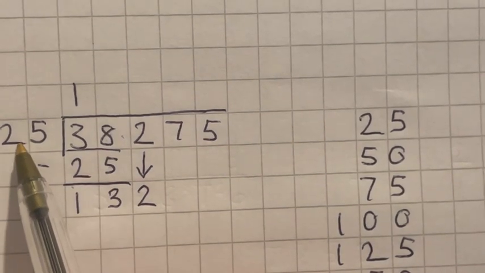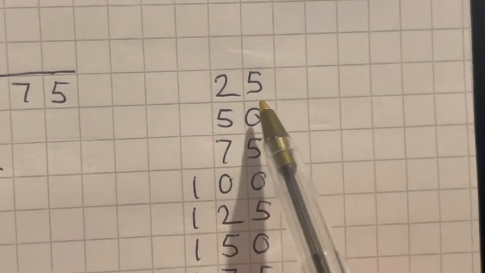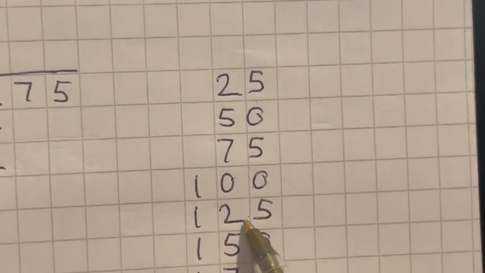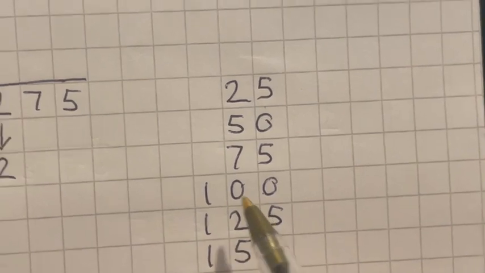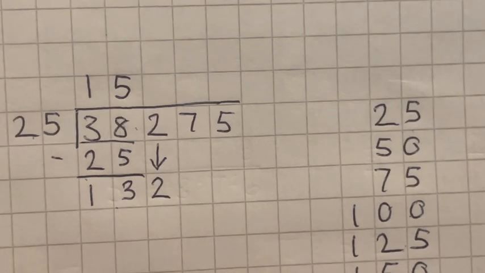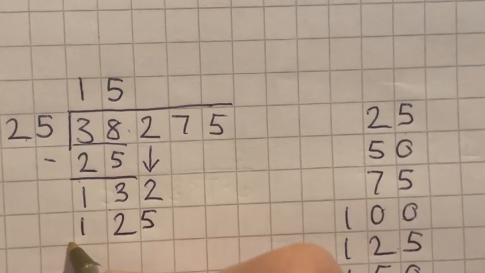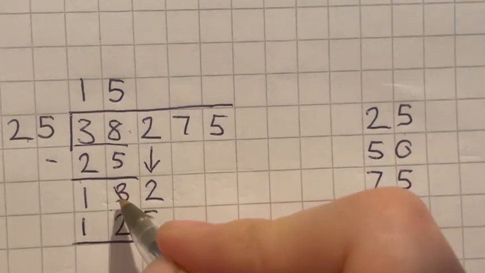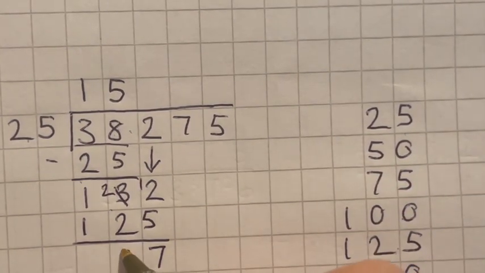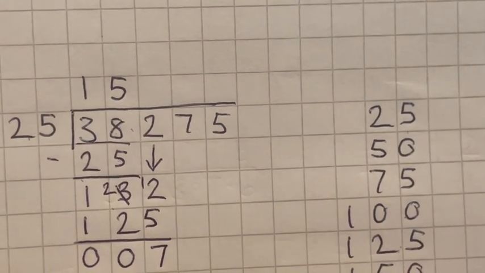How many groups of 25 can I make from 132? So let me look across here. 1, 2, 3, 4, 5. 5 lots of 25 is 125, so I can subtract that. So I'll put my 5 at the top to show that's 5 groups of 25, and I subtract 125 from 132. I need to exchange here. So my answer is just 7, in fact. These would both be 0.